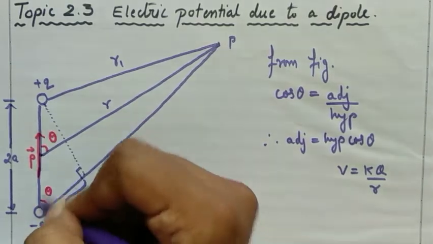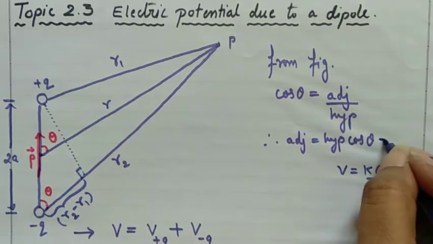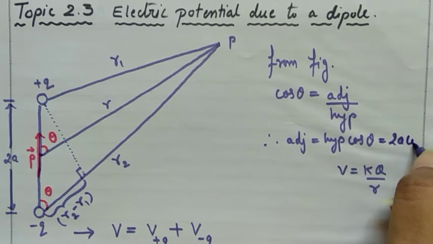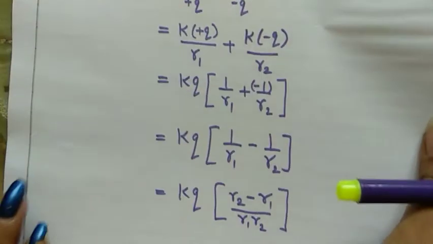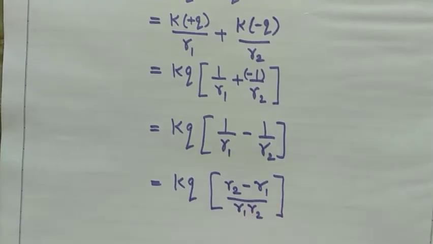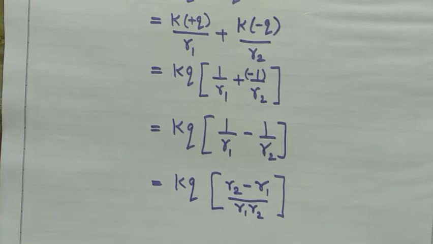What is the length of the hypotenuse? It is 2a. So the adjacent side is 2a cos theta. So this R2 minus R1 is 2a cos theta. So this numerator we have obtained, R2 minus R1 is 2a cos theta. Now this denominator, R1 into R2.